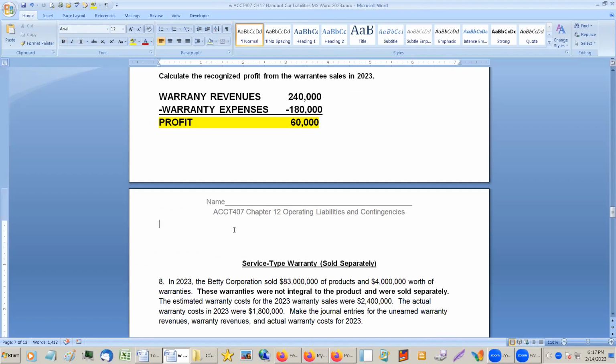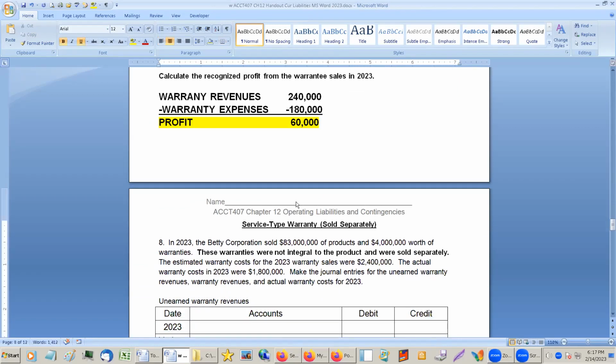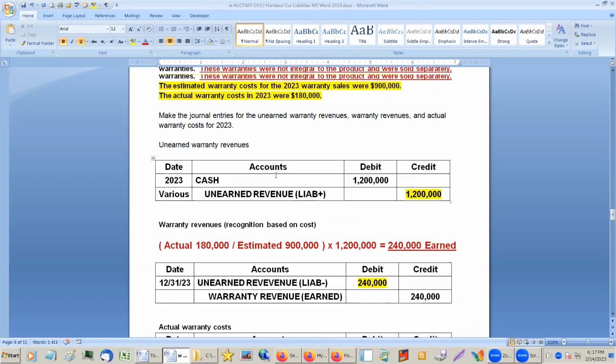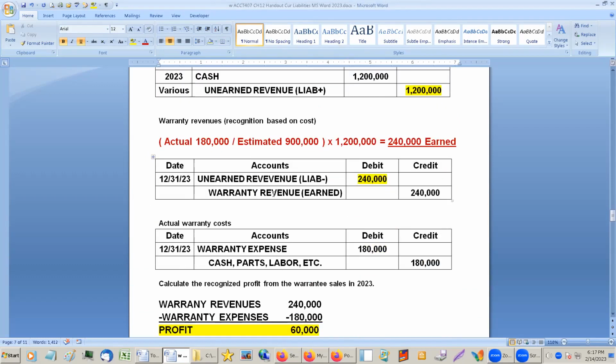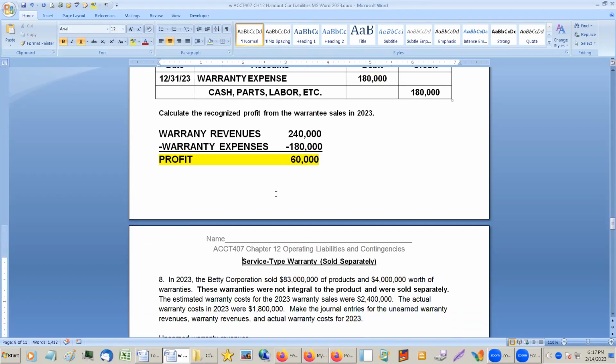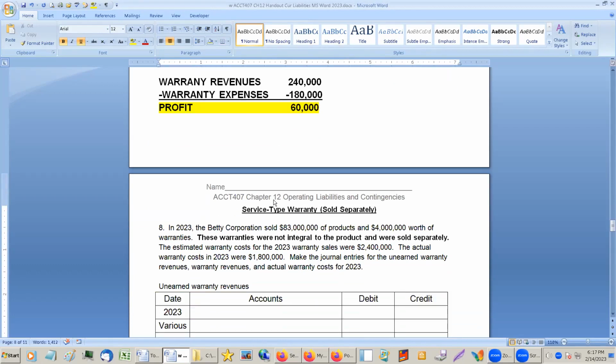Okay. See if you can figure this one out down here. Is that one different or is it the same? It's the same.